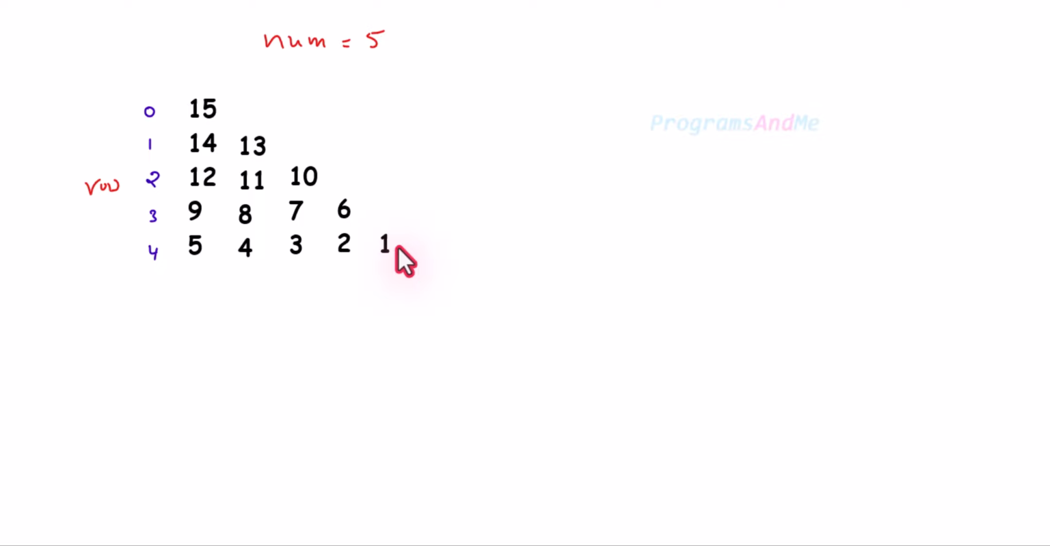We'll print numbers like this. That's why for 14, this is the previous value. For 13, this is the previous value. By subtracting 1 from the previous value, we can get the current value.